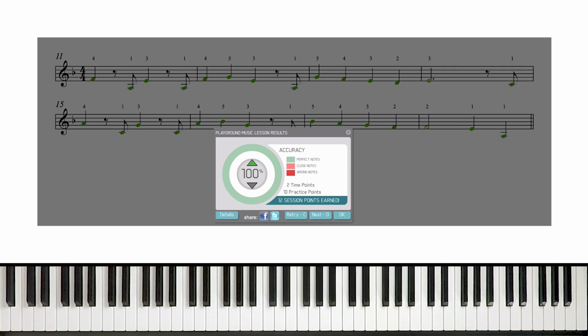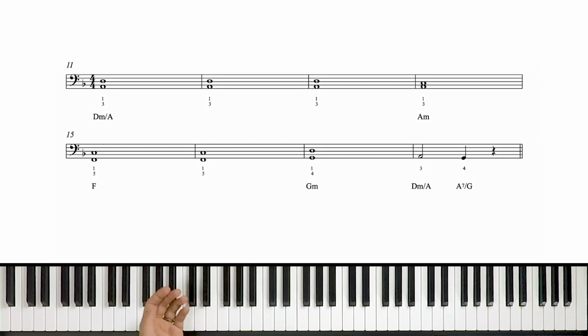Great work. Now let's shift gears and talk about the left hand harmony, shall we? Our first chord, if we look at the chord symbol, we know that it's a D minor over A, which would look like this. But we're actually not playing all three of these notes. We're just playing this as a two-note voicing, just with A and D. So no F up here.